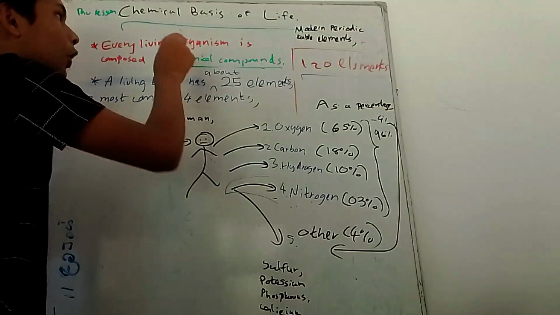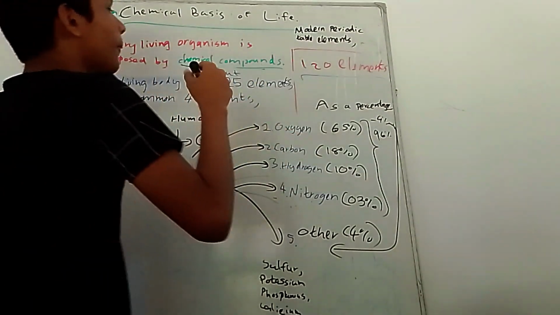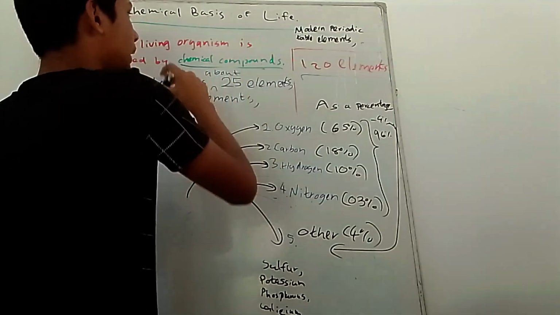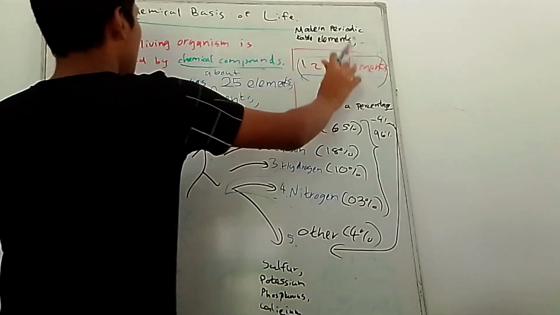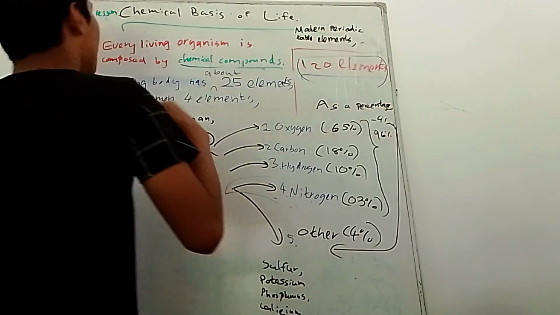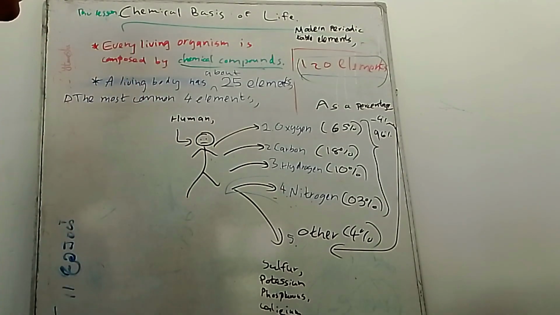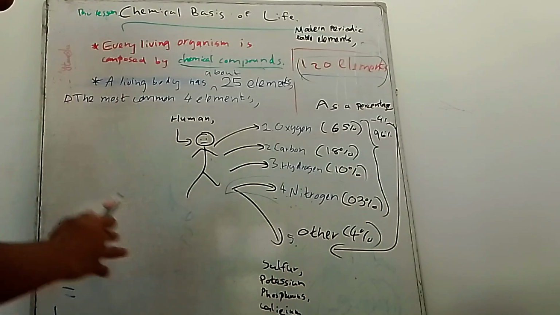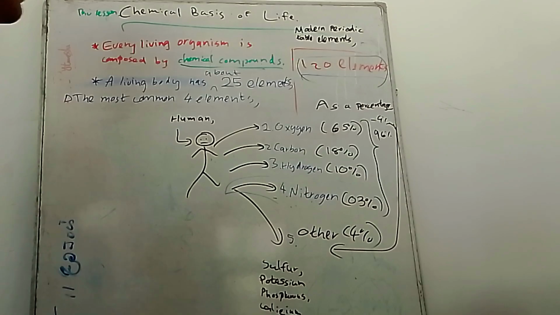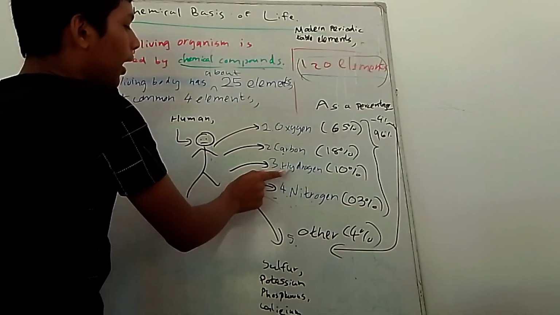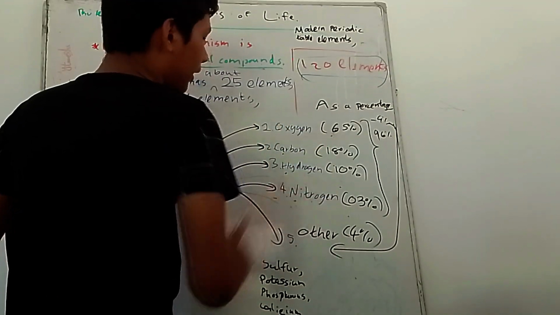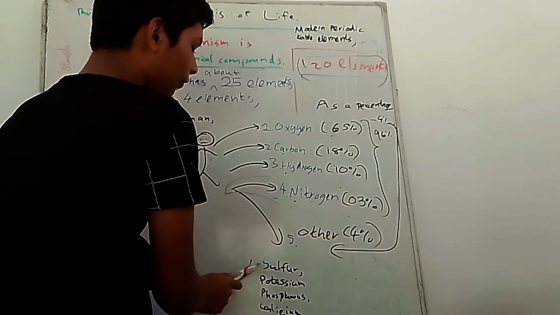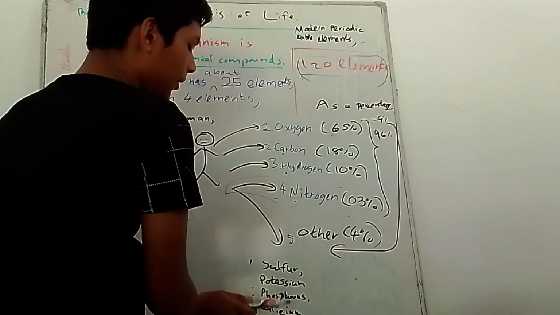So in summary, there are 120 elements in the periodic table, and a living organism is composed of chemical compounds, and those chemical compounds are made by those 120 elements, and from those 120 elements there are about 25 elements in a living body, and out of those 25 elements in the living body, there are 4 most common elements, and they are oxygen, carbon, hydrogen, and nitrogen, and their percentage is like this, and the other 4% contains sulfur, potassium, phosphorus, calcium, iron, etc.